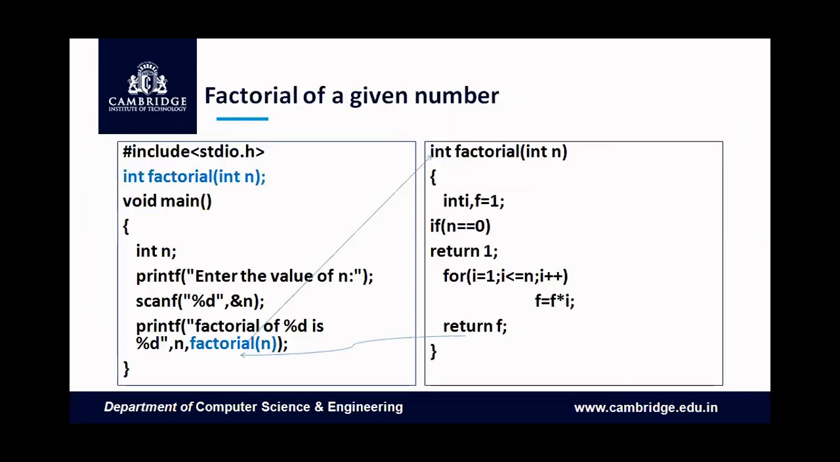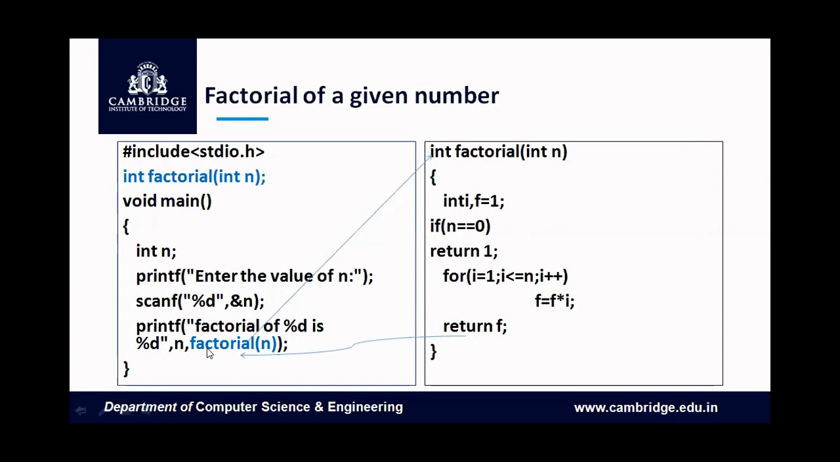One example to understand what is a function declaration, what is a function call, and what is a function definition, just for the three main elements. If all these three main elements are there, then your program is perfect. We'll see. I'll start with the main function. Int n, printf, enter the value of n. I'm reading one value, for example 4. Then printf factorial of 4 is something I've written, and I have made a call for factorial of n. This is a function call.